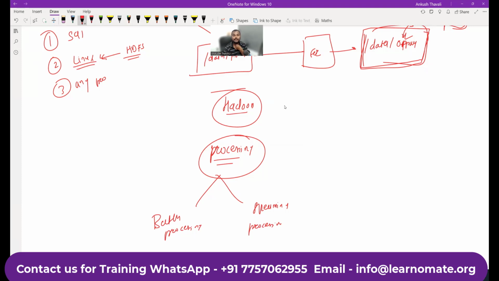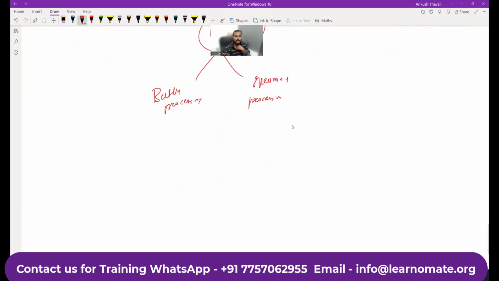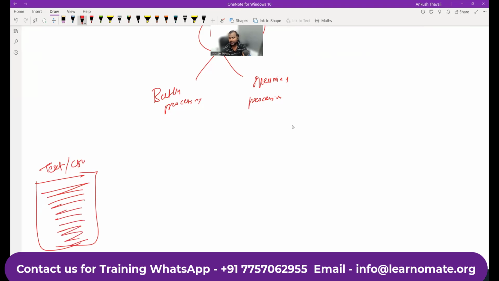Now, what is batch processing? What is stream processing? Batch processing means, let's say you got your data today. Let's say I got some set of text files today. Just take an example that these are some CSV files or text files having a huge amount of data. And I got that data on 4th of December, 5 p.m.